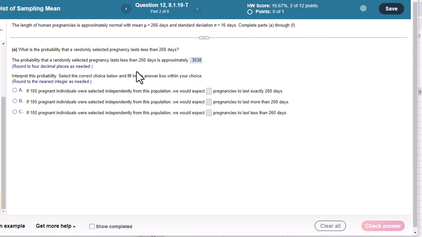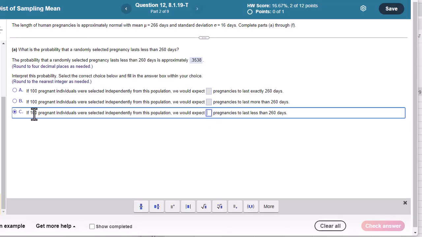Okay, so what does this mean? It means if we were to select, it looks like they just picked 100, a nice round number here. So if 100 pregnant individuals were selected from the population, we would expect about 35% of 100, so about 35 of these, to last less than 260 days. Definitely not exactly 260 days, right? So it's about 35. How do we get that again? 35% of 100.